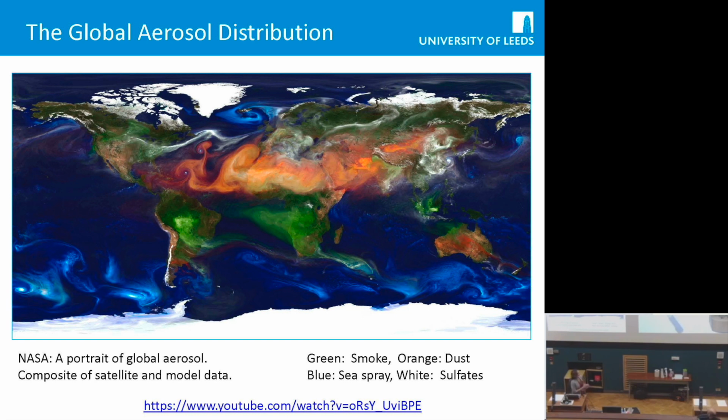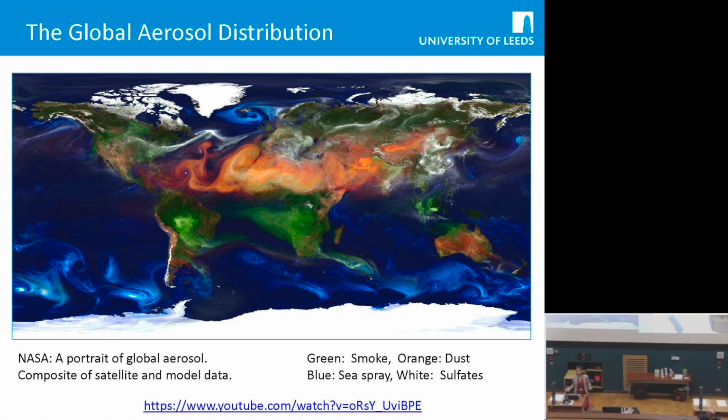So I wanted to start with just a bit of an image of how aerosols kind of look on the global stage. This is an image that NASA put together just to show how aerosols are moving around in the atmosphere. And they've used different colours to represent different kinds of aerosol species. So we've got organic matter in green, dust in orange, sulfate in white, and sea salt in the blue colour.